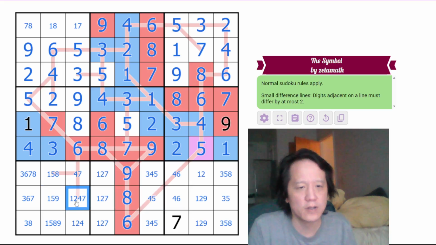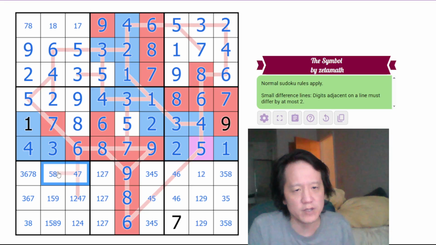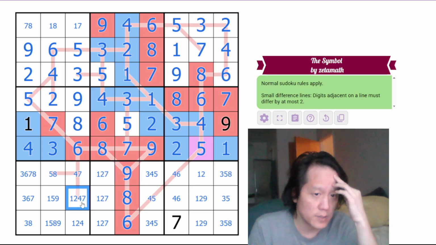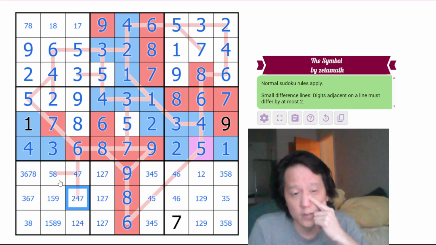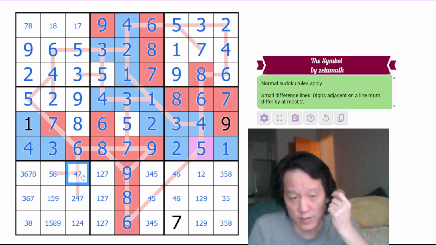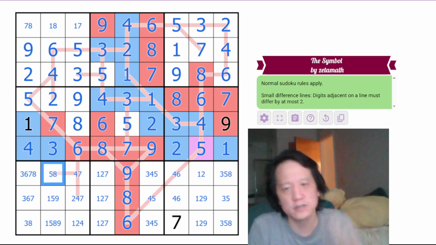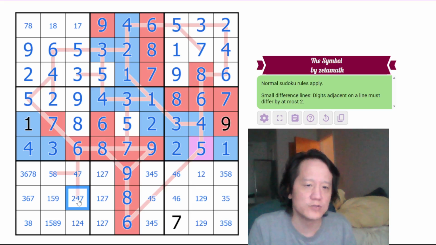Okay. Can this ever be 1? No, because if it were 1, that would have to be next to 2 or 3, and neither of these could be 2 or 3. Can this be 1? No, for the same reason. If this is 8, this is 7, and then this would have to be at most 4, but that's too far. So this cannot be 8. This can't be 7. If this is 7, that would be at most 4, and that's too far away, and you can't have 8 or 9 there.